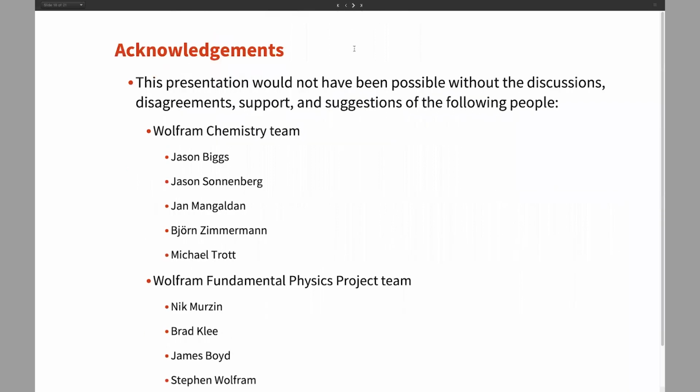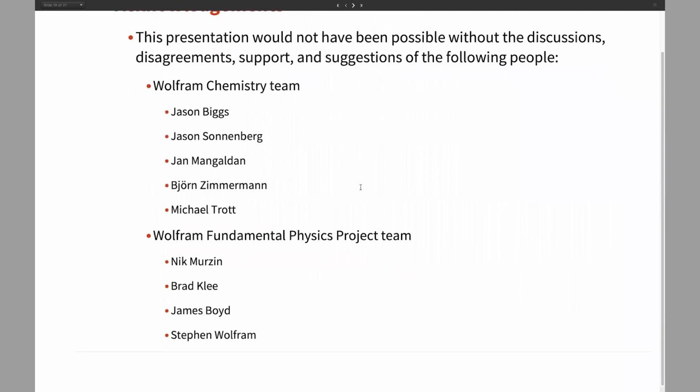The last thing I want to do is acknowledge the chemistry team, especially Jason Biggs. Without him, none of this stuff would work. He's the one that put together the original molecule implementation and all the code for molecule pattern, for pattern reaction and apply reaction. Jason Sonnenberg for a lot of discussions, keeping us on the straight and narrow in terms of molecular orbitals and energetics and things like that. Jan Mangelden has a lot of good insights as well. Bjorn and Michael Trott for their support for all this work.